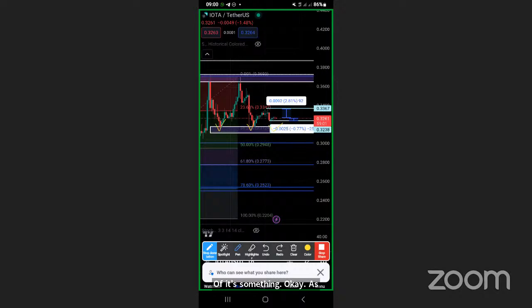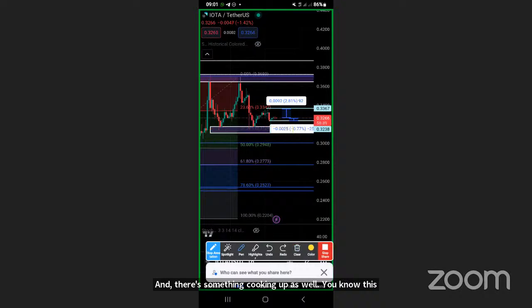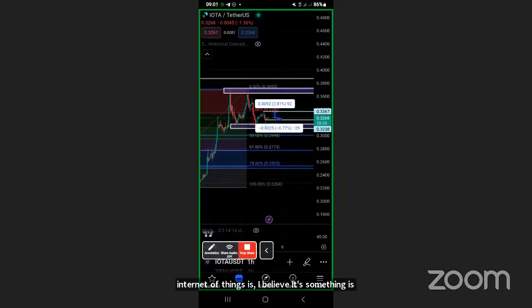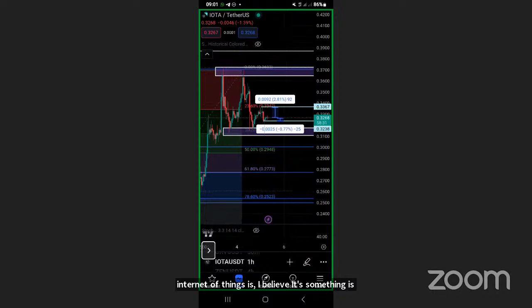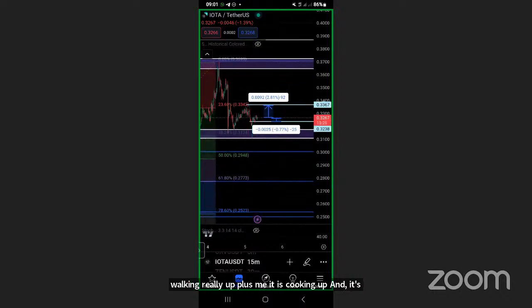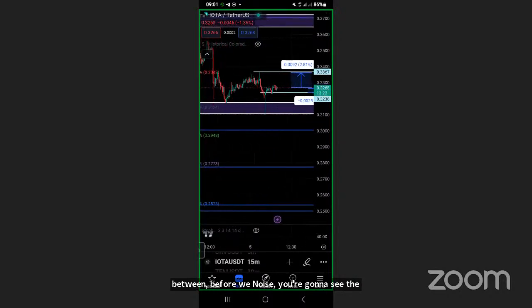This is a triple retest, like retesting 3 times, and this area is really supporting this price, and there's something cooking up as well. This Internet of Things is amazing. This coin, this project is beautiful. I believe something is really cooking up. Trust me, it is cooking up, and before long, we're gonna see something great happening.